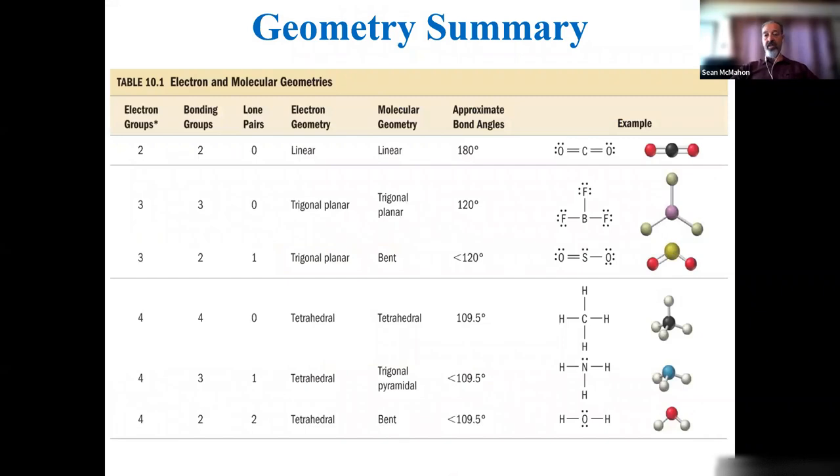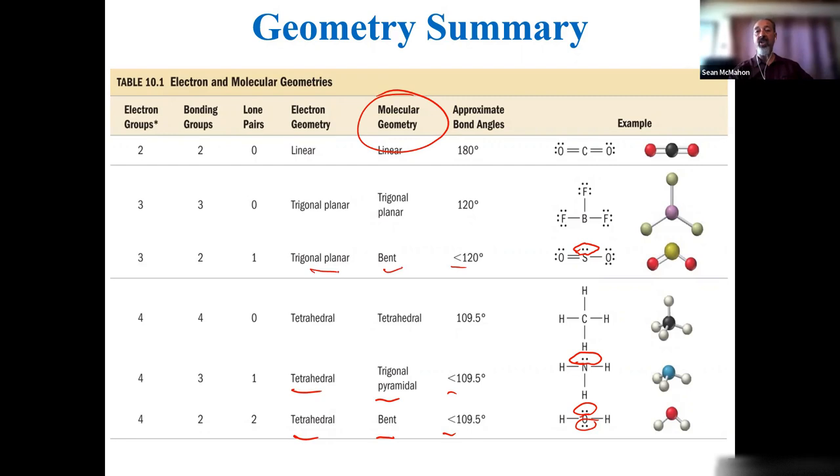So that's where this chart is. This should be in your book. What you'll notice is whenever there's a lone pair on the central atom, as in this structure, there's a lone pair here, there's lone pairs here, there's a less than symbol because of that distortion. We also know that the molecular geometry has a different name than the electron geometry.